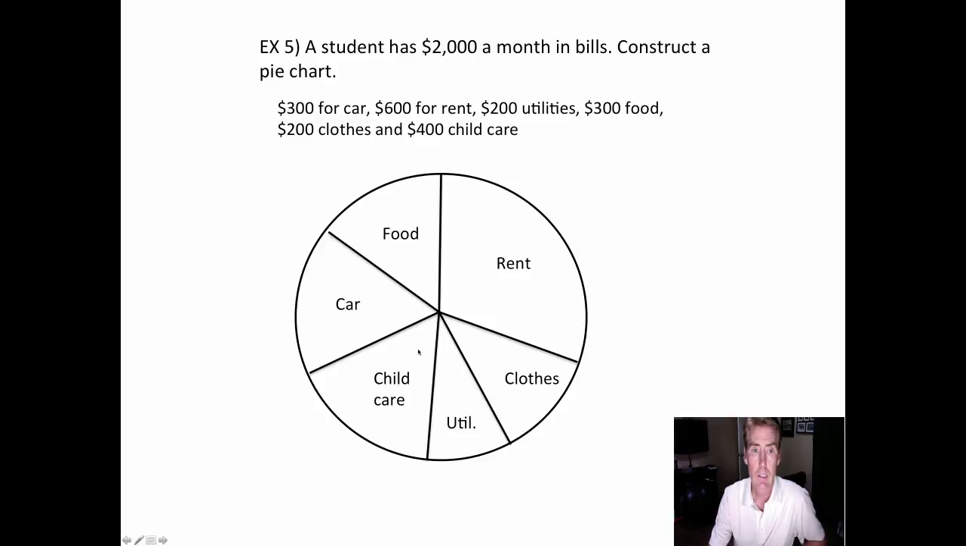And then for the child care, I tried to make it look a little bit bigger than the car because it's 400. And then these two, the space that was left, I tried to split it evenly because they're 200 apiece. The pie chart for this particular class doesn't have to be 100% perfect. I'm not going to measure it or anything like that, but it should be a decent rendering of the information.